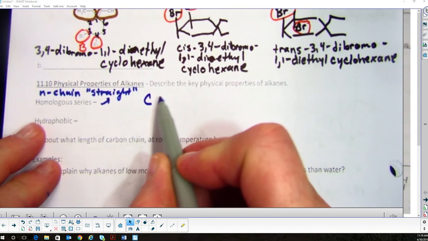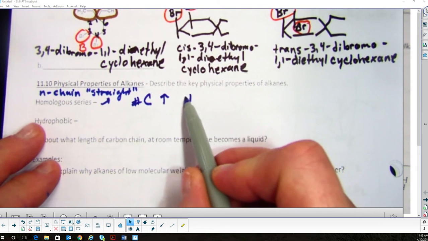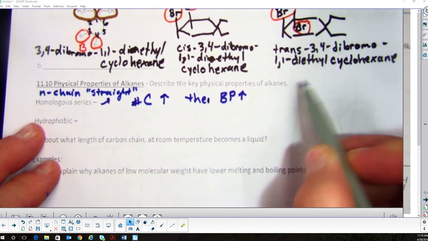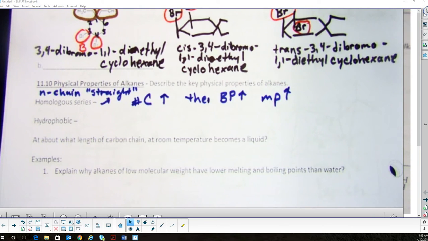As the carbon number increases, the boiling point goes up and the melting point goes up, which makes sense. If you have one person, it's easy to get them motivated. If you have 2 people, a little bit harder. As you have 10 people, it's even harder. If you have 20 people, it's even harder to get them all on the same path going the same direction.